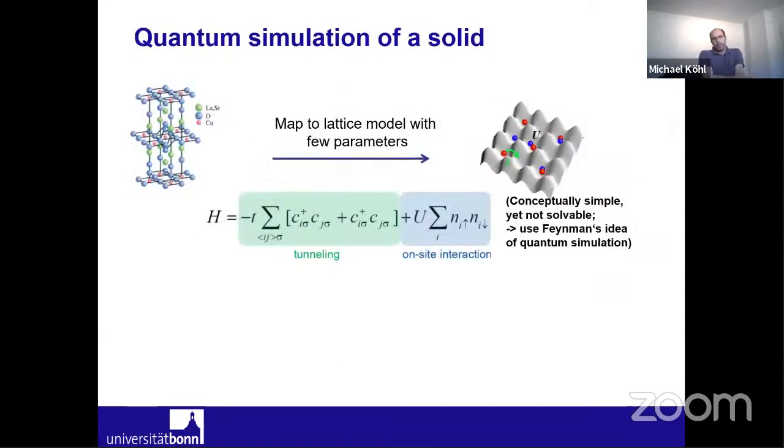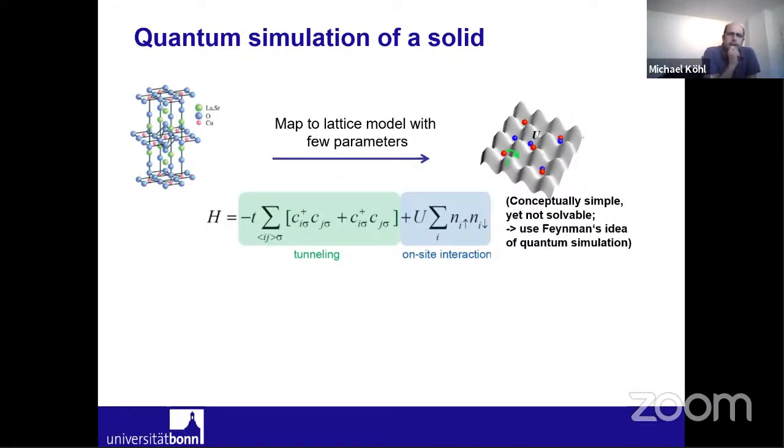And so what we intend to do here is what is often referred to as a quantum simulation or a quantum emulation, which should help us to understand better the properties of solids near their ground states. And the basic concept behind that is illustrated on this transparency.